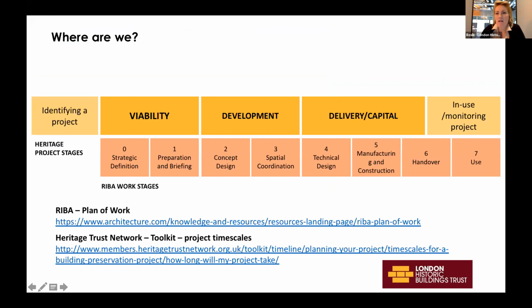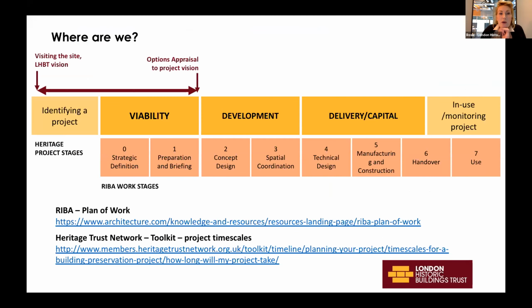So I just want to start explaining a little bit about where we are in our project and what I'm going to talk about now. So we're starting right here at the absolute beginning when we were first introduced to the site, and we're really springboarding, thinking from the basis of our own trust vision through to where we are now, which is having completed our options appraisal, and we're now establishing our project vision and using that as the basis to secure funding for development stage on the project.